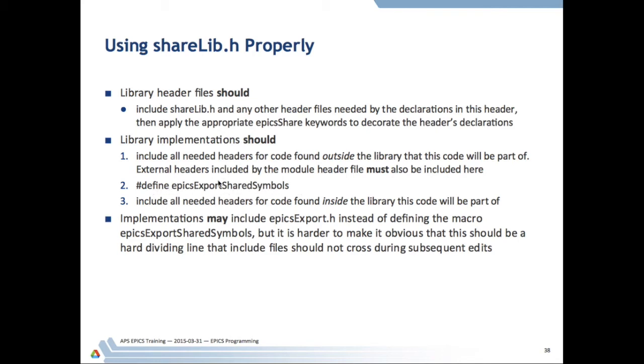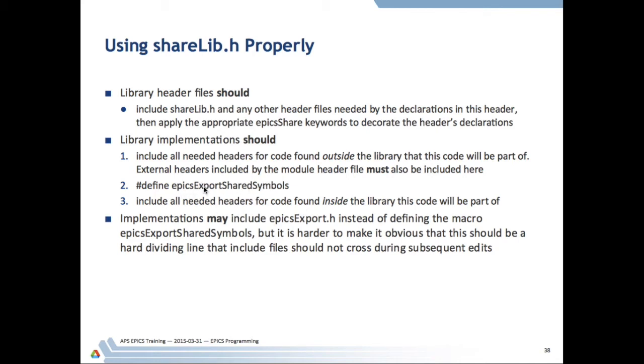Then we define this EPICS export shared symbols macro. And then we include all the header files for code which is not in this source file, but is in other source files which will go into this same library, the same DLL. Because by defining EPICS export shared symbols, these header files will themselves include ShareLib again, but the macros will change what they're expanded out to. There's no protection macro that says don't include this twice; it's handled specially. So here it changes what those EPICS share macros get converted into. This basically marks the difference between external code and internal code within the same DLL.